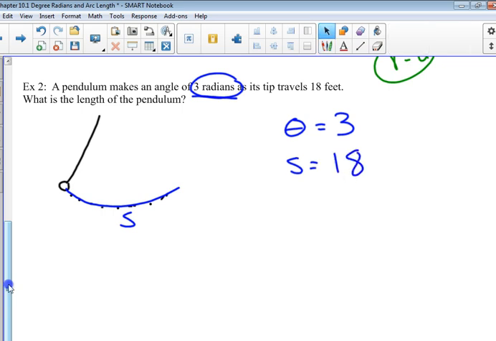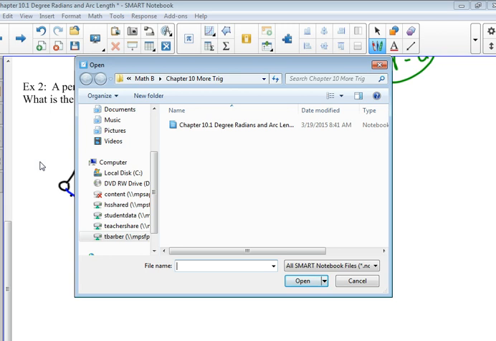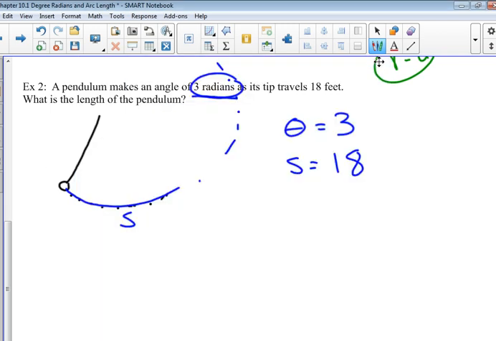Now the length of the pendulum is this right here. Maybe someone's thinking, well, how is that a radius? Well, if you imagine you swung this pendulum all the way around, it would create a circle. So this would be your radius. So we don't know what the radius is here. Why don't you try to set something up and see what you get.